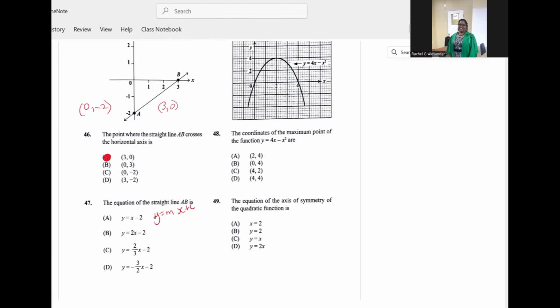So c in this case is -2, and all our options have -2. So we have no choice here but to find the gradient. So we use (0, -2) and (3, 0), as x1, y1, x2, y2. Remember, I told you all for paper 2, just take away your y's and take away your x's. Make sure you do it in the same order. So 0 take away -2 over 3 take away 0. So this will give you 2 over 3. So you're looking for 2/3 x minus 2.